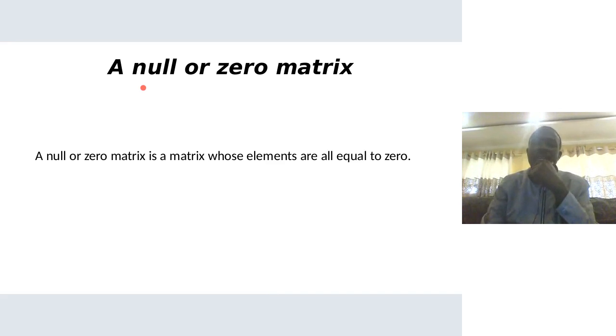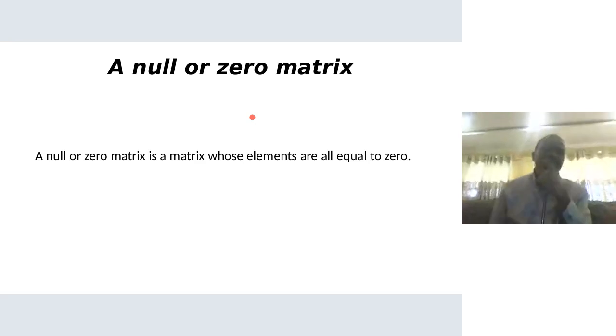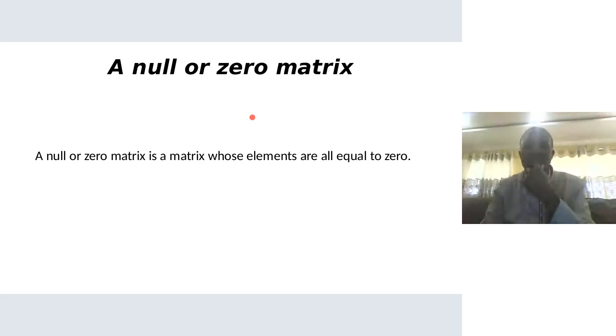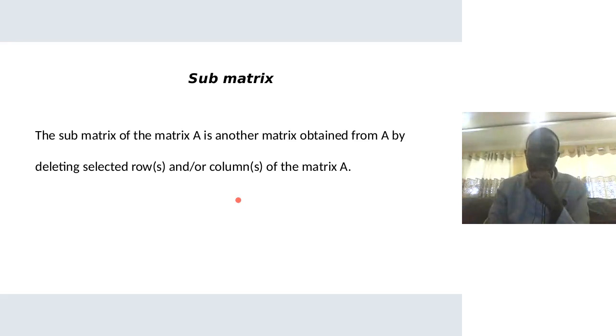The other property is a null or zero matrix. Now, a null or zero matrix is a matrix whose elements are all equal to zero. So if you have a matrix whose elements are equal to zero, then that is a null or a zero matrix. So it has zeros everywhere.